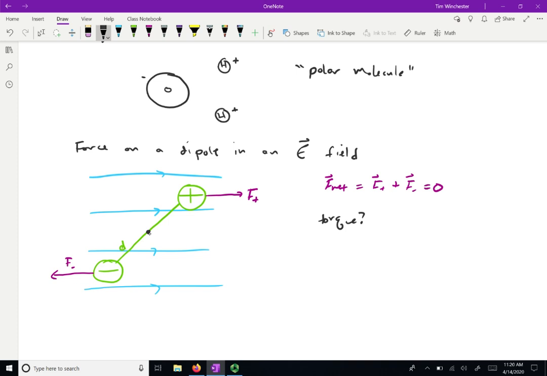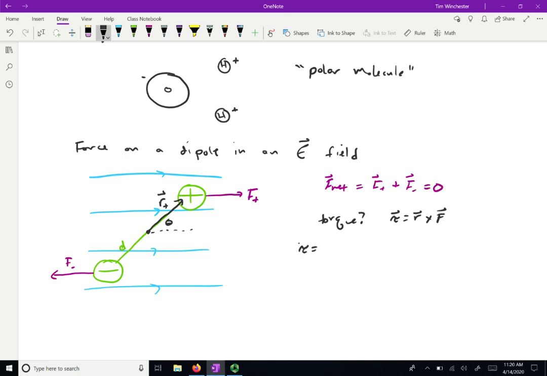So let's say that we calculate the lever arm here. We have R plus the position of the positive charge. And remember, the torque is R cross F. All right, so I'm going to define this direction, theta. So relative to the electric field, there's some direction that this dipole is oriented.